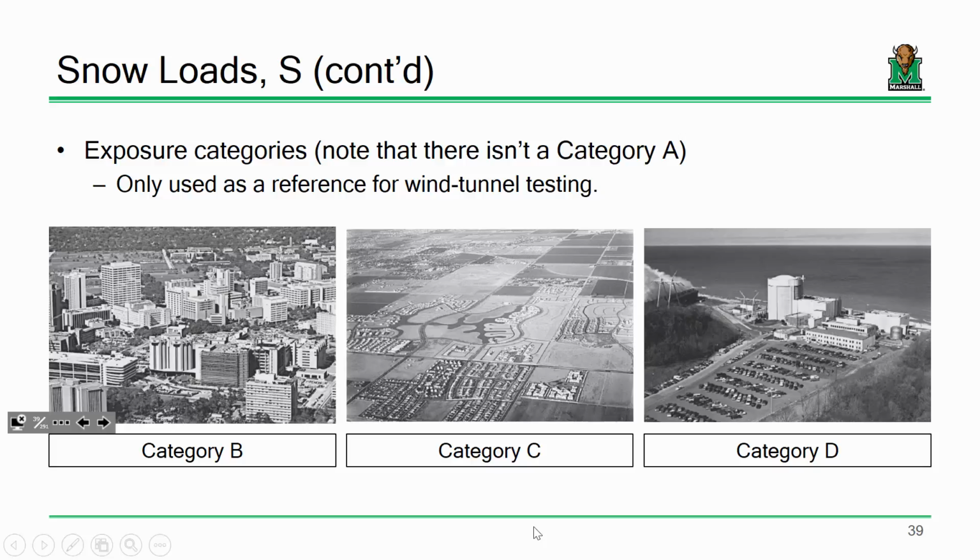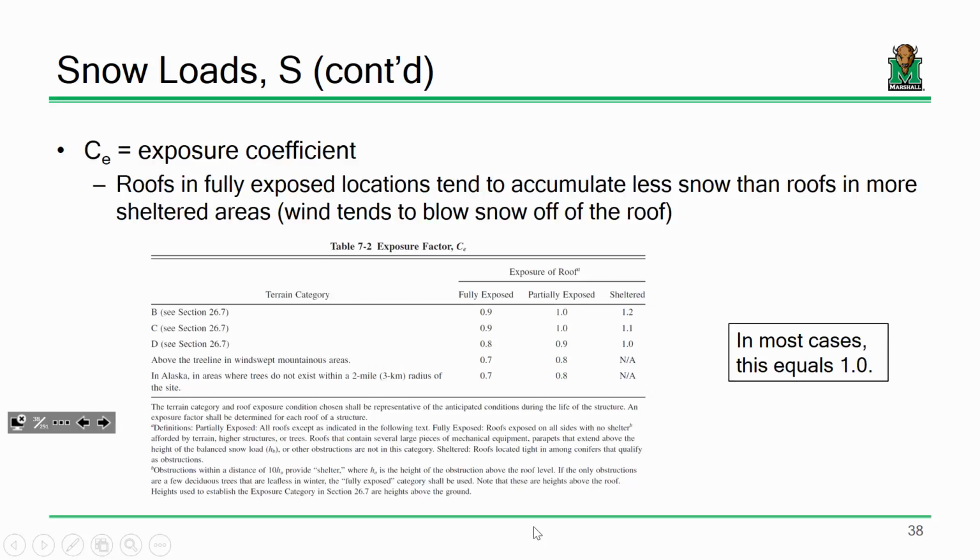So dependent upon your exposure characteristics, are you in the middle of Manhattan or out in the middle of Iowa, you're going to have different wind characteristics on your structure, and therefore a different level of accumulation of snow on that roof. Now, in most cases, the exposure coefficient equals 1.